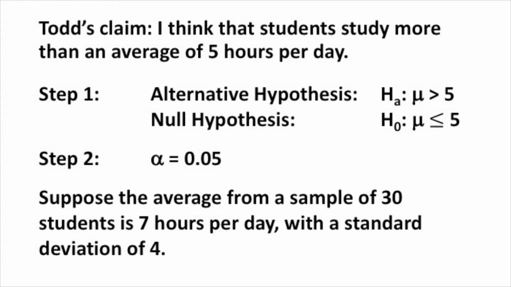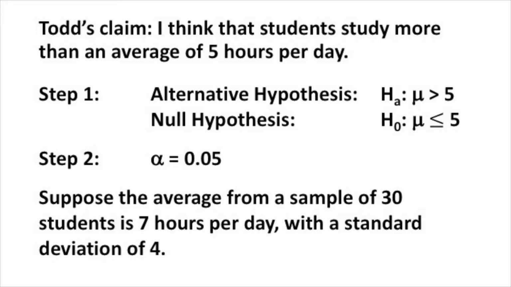As a researcher, I'm deciding that I'm going to use an alpha, or significance level, of 5%. The significance level means that I'm willing to tolerate a 5% chance of making a mistake, of rejecting the null when the null is true. Now I have the fun part of collecting the data. I talked to a random sample of 30 students and found that they study an average of 7 hours per day with a standard deviation of 4 hours.